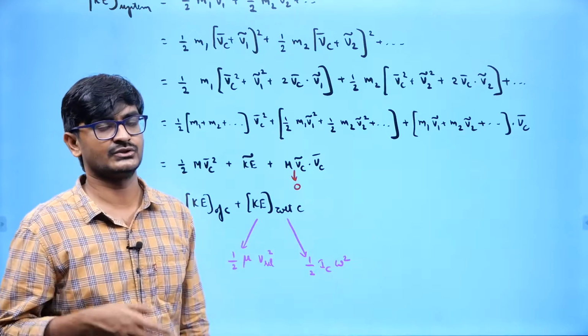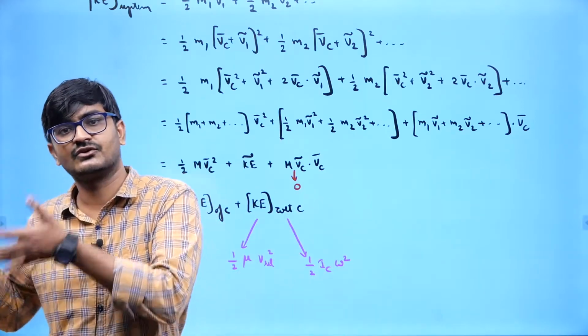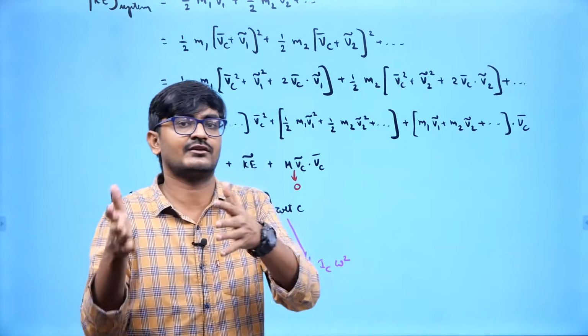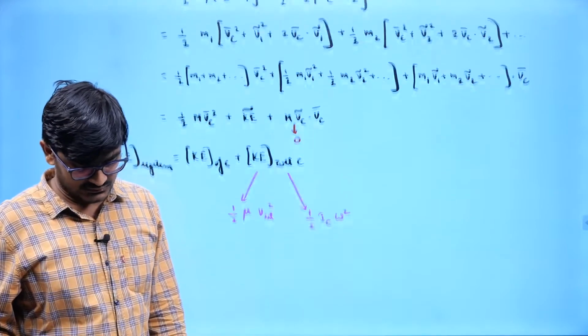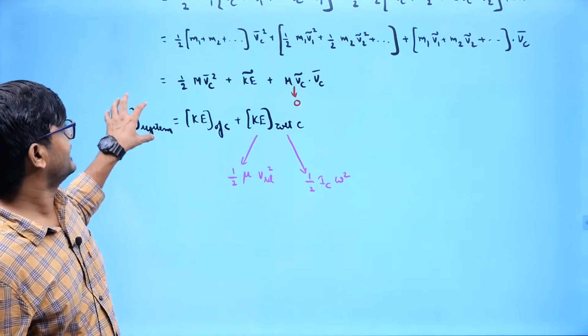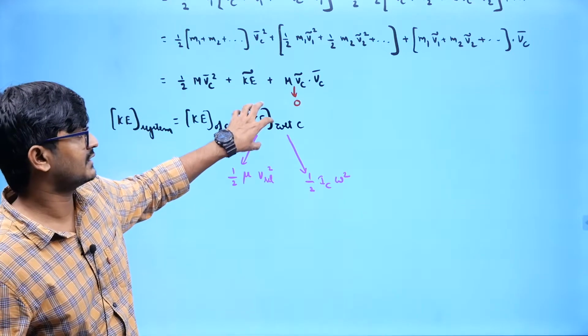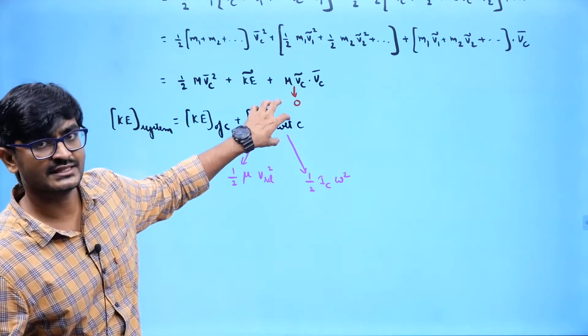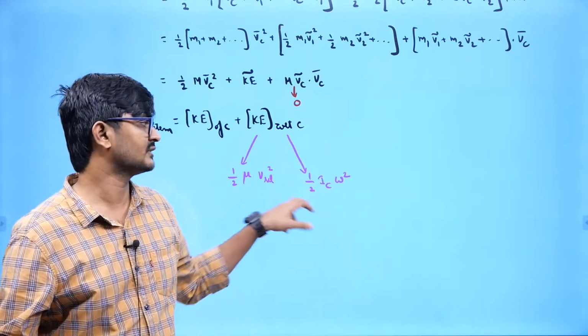I can show that it helps from the angular momentum point of view also. Angular momentum of the system equals angular momentum of center of mass and angular momentum about center of mass, right? So the result is that the kinetic energy of the system equals the kinetic energy of center of mass and the kinetic energy about center of mass. This kinetic energy about center of mass in rigid body motion turns out to be half I_C omega square, as you must be knowing.